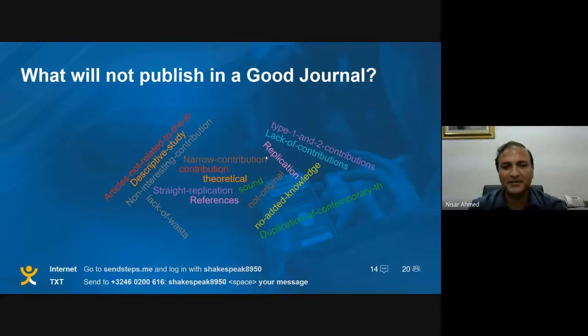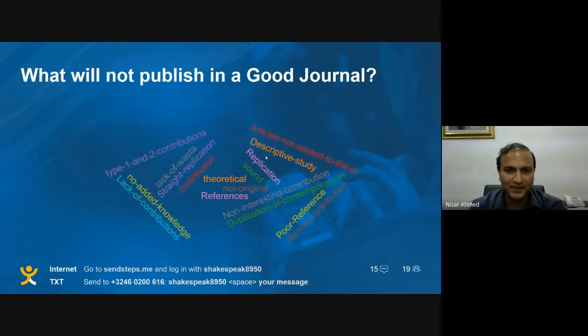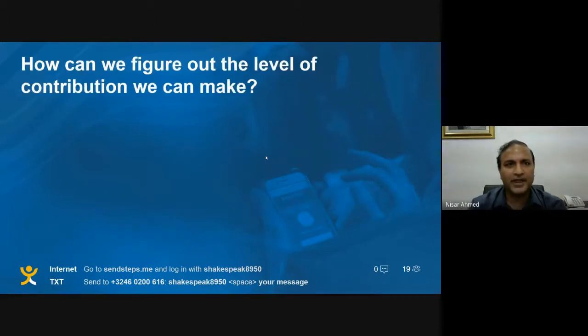Okay, but this is what you see. This is what will not publish in a good journal if you are doing some of these things. So we have to be well aware of these things. Type 1 and type 2 contributions are difficult to publish. I agree with that. Journals are looking for much more than that. Okay, so my next question is, how can you figure out the level of contribution we make?